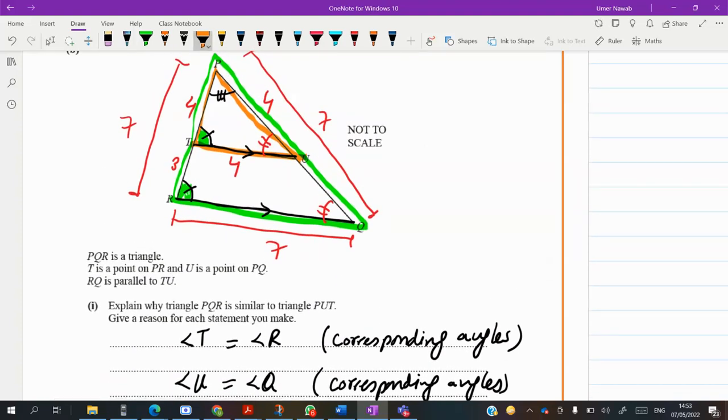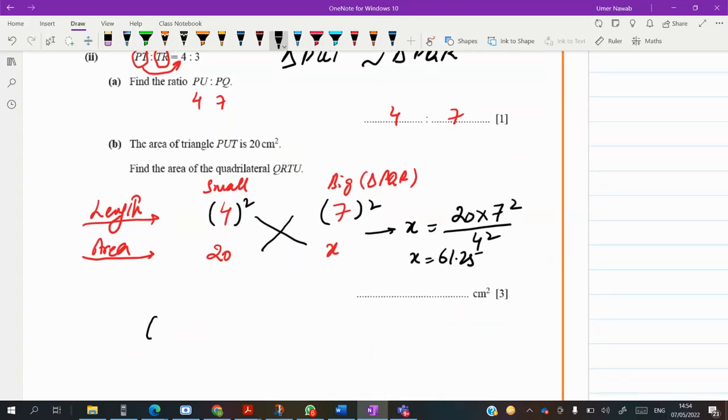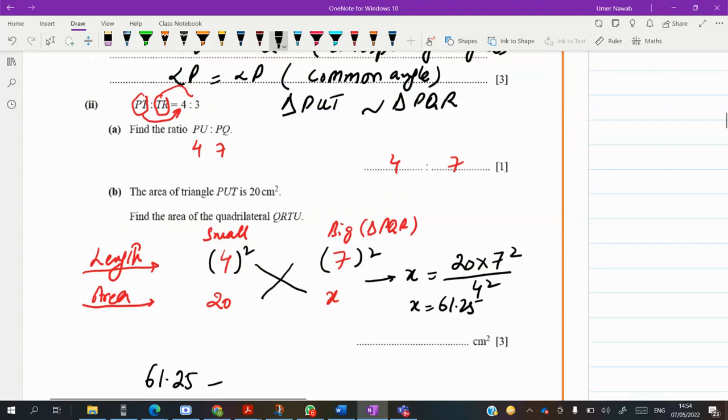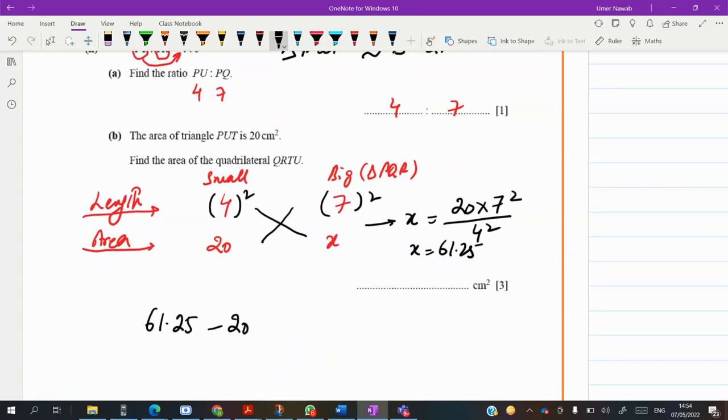Which quadrilateral area? Let me share it. He wants this one. So I found the big triangle area. I have the small triangle area. So why not I can subtract the small triangle area from the big triangle to find the area of this trapezium. So this is equal to what? Area of the big triangle minus area of the small triangle. Okay, so let's try. The big triangle area is 61.25 minus the small triangle area is given to me 20. So let's subtract. What is the answer?